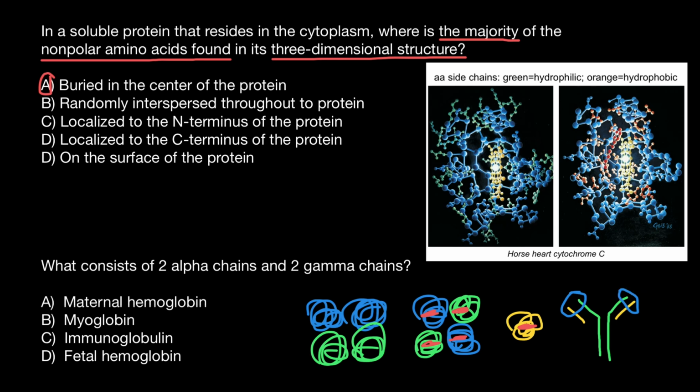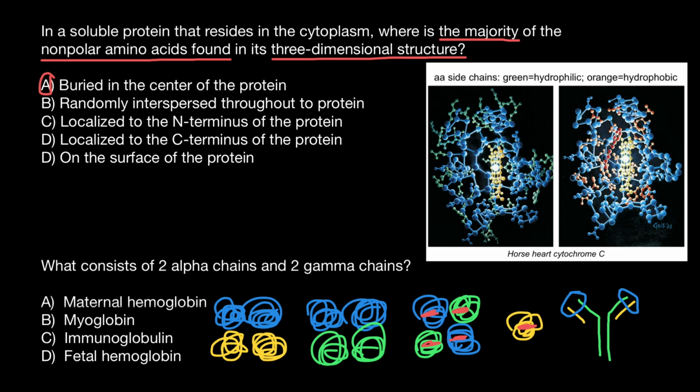So where we can find two gamma and two alpha chains, we can find in the fetal hemoglobin, which is slightly different from the adult hemoglobin, or in our case maternal hemoglobin, which is adult hemoglobin. Just like in adult hemoglobin, fetal hemoglobin has two alpha chains, so one alpha chain, another alpha chain. But unlike adult hemoglobin, where we have two beta chains, fetal hemoglobin has two gamma chains.